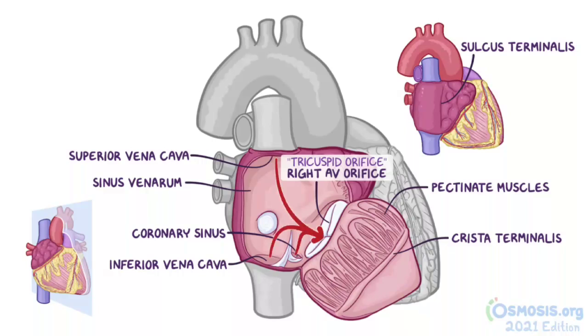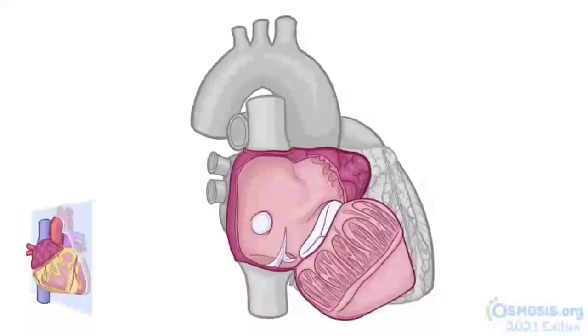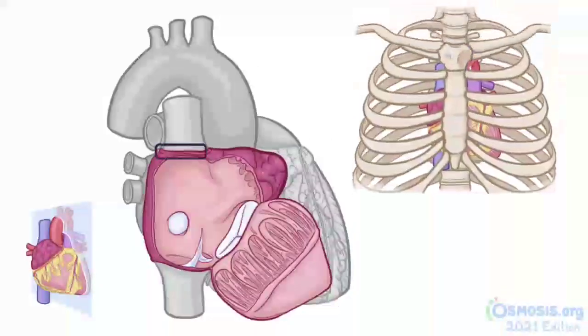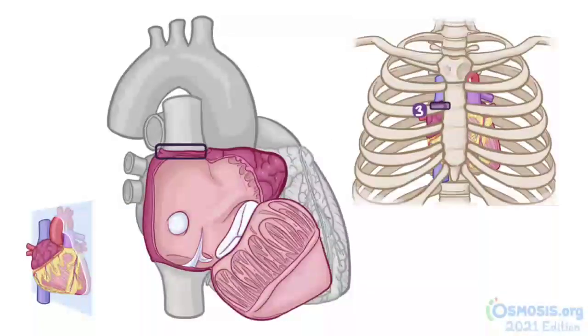Now, the superior vena cava enters through the superior part of the right atrium, which is roughly at the level of the third costal cartilage. The inferior vena cava opens inferiorly almost parallel to the superior vena cava, roughly at the level of the fifth costal cartilage. Finally, the coronary sinus opens between the tricuspid orifice and the inferior vena cava orifice.